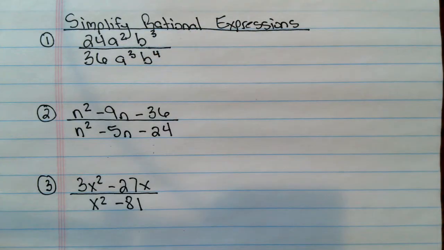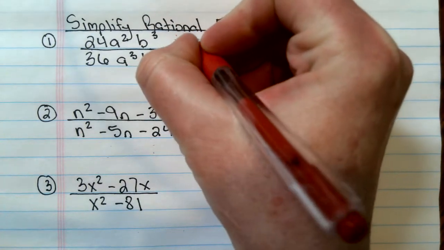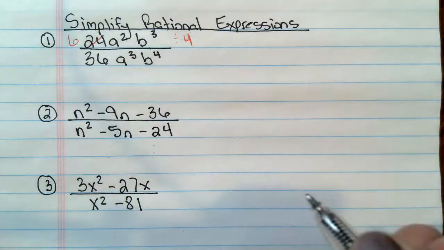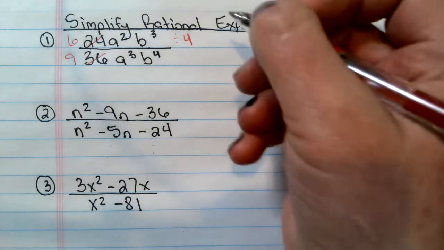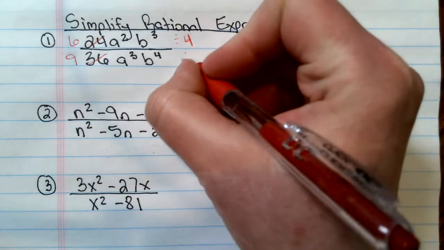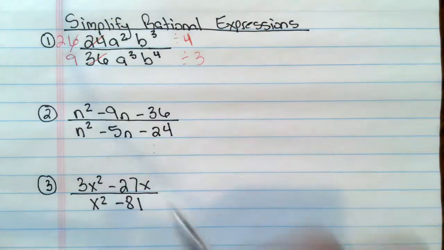First thing I'm going to do is figure out what's the biggest number that divides into 24 and 36. And I'm going to divide 4 out of the top and bottom, and then I get a 6 and I get a 9, and I was wrong. I was supposed to divide a 12 out of it, my bad. And so now I'm going to divide a 3 out of the top and bottom. 6 divided by 3 is 2, and 9 divided by 3 is 3.